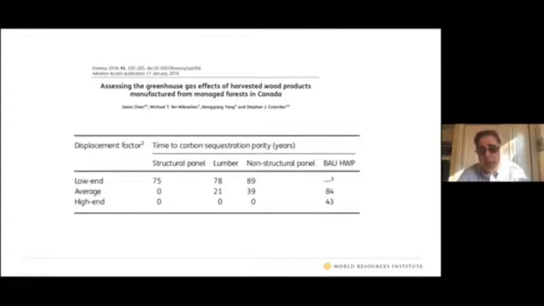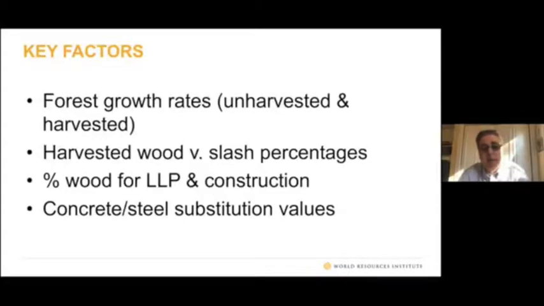panel. So the point is that the numbers matter. And these are, I think, the critical parameters. So how fast does your forest grow, harvested or unharvested? A really, really big factor is what percentage of the wood gets removed from the forest. And then another really, really big factor is the percentage of that wood that actually gets into construction material. That was kind of key to the Chen results. And then how much concrete and steel is actually substituted, what the relative emissions are.